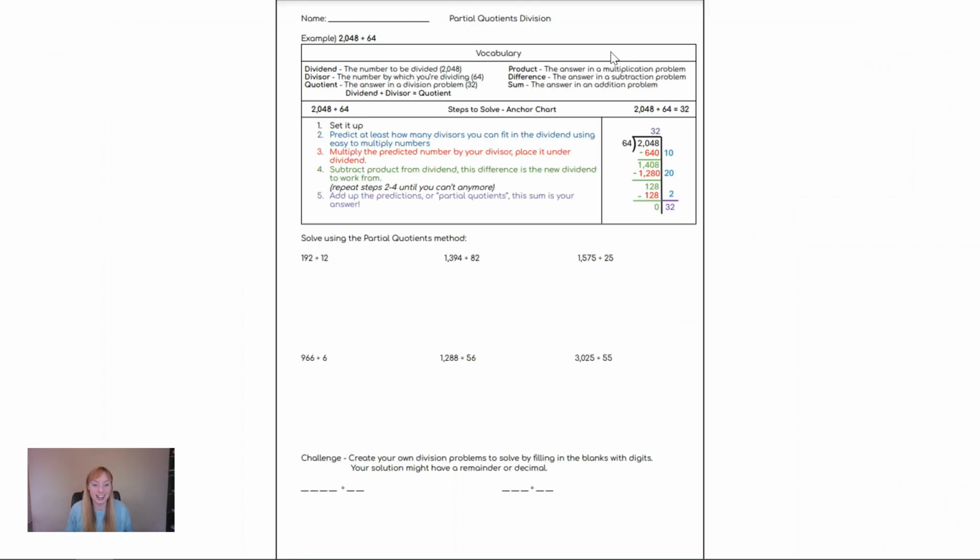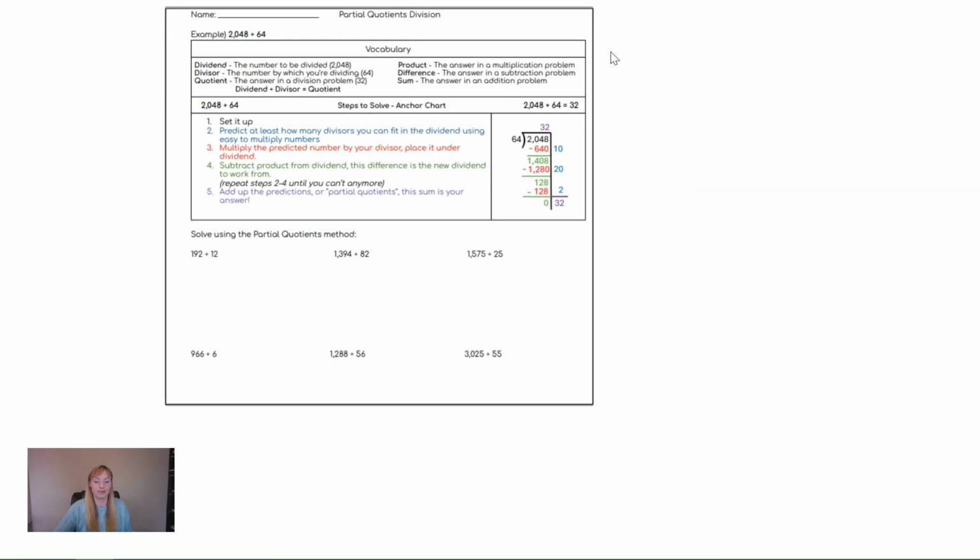That worksheet looks like this, and I'm going to start by going over my example problem at the top. My example problem in this case is 2,048 divided by 64. Now to solve this using partial quotients, I've written out the steps.